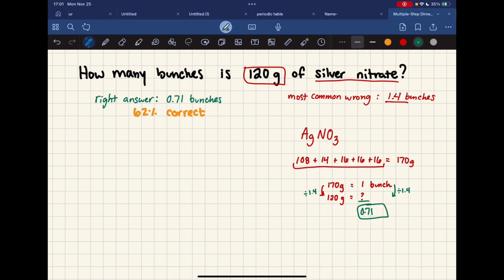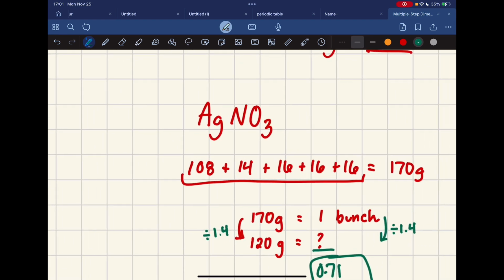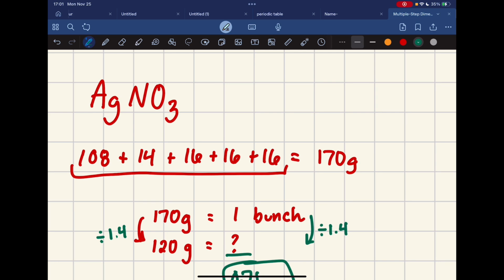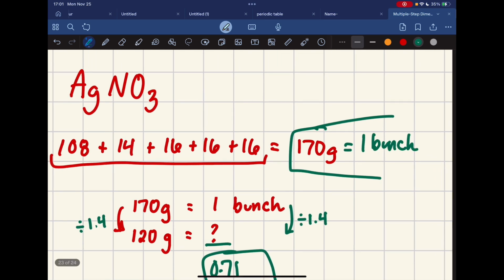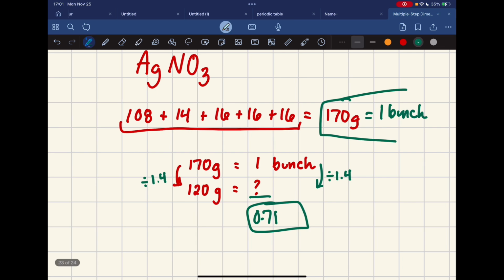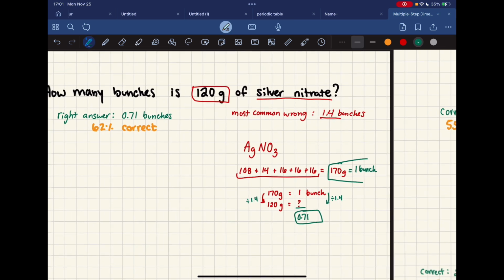So my advice to you on this is to pay attention when you add up those numbers on the periodic table. What that number is, what that sum is, that tells you the mass of one bunch, right? Remember that. It's the mass of one bunch. And if you write that down, you shouldn't make that mistake of not knowing what to divide by what.